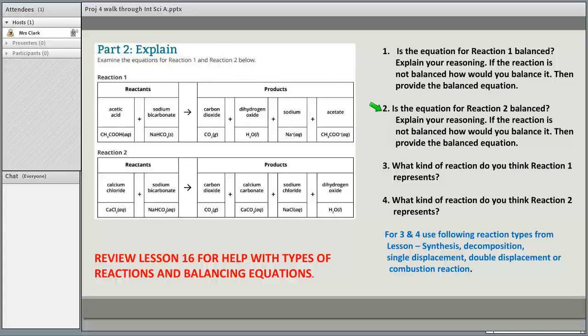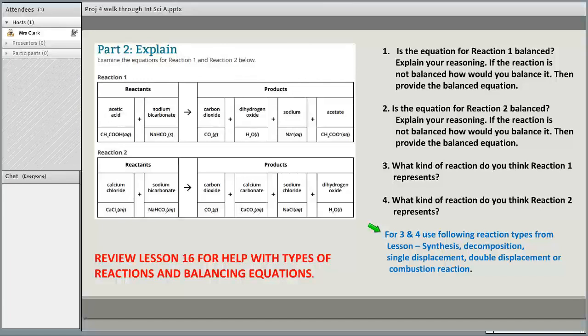The question 3 that you're going to find in part 2 is: what kind of reaction do you think reaction 1 represents? And what kind of reaction do you think reaction 2 represents? One thing students miss is that if you read the instructions carefully, it says you need to use these following reaction types: synthesis, decomposition, single replacement, double replacement, or combustion reaction.